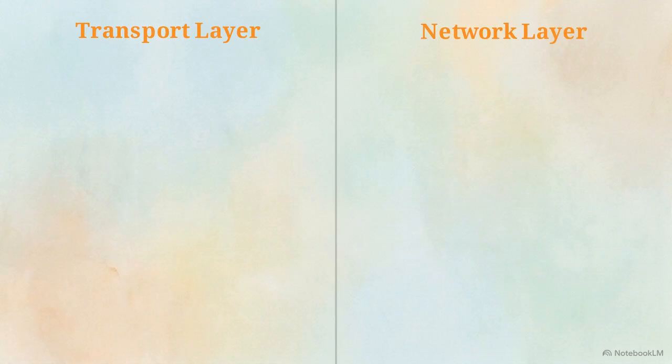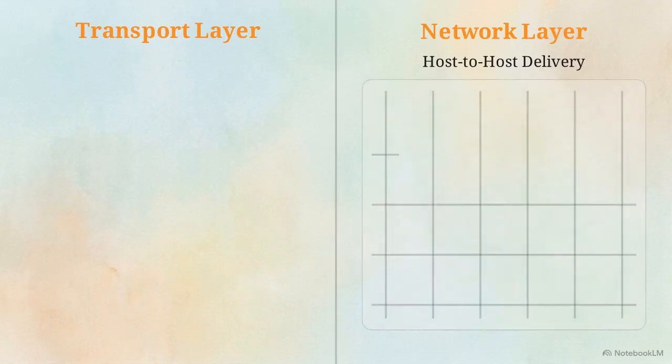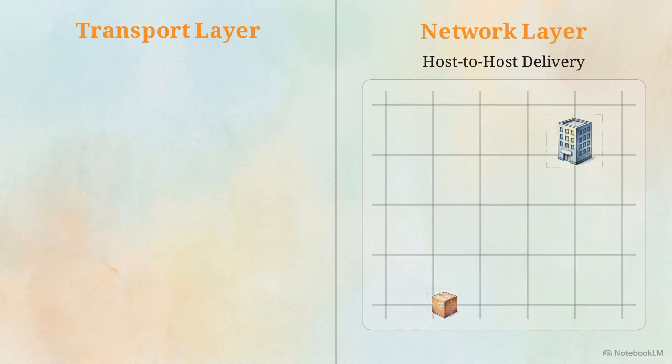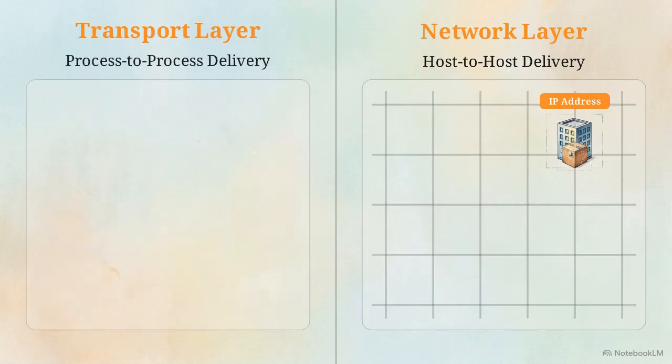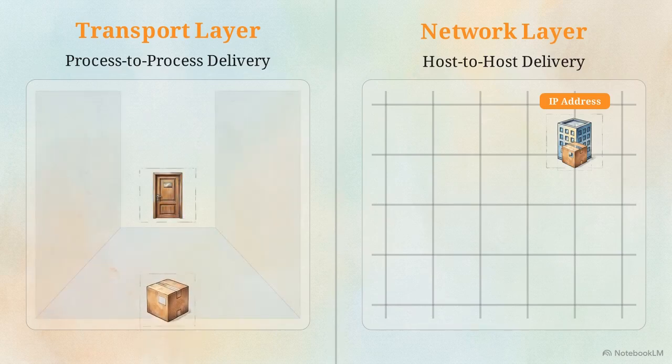This split-screen diagram illustrates the two middle layers. It is easy to confuse the routing logic of the transport layer on the left with the network layer on the right, so let's separate them. We look at the network layer first. Driven by the Internet Protocol, or IP, it handles host-to-host delivery. It uses logical IP addresses to navigate the network map, much like a delivery truck driving through city streets to find the correct destination building.